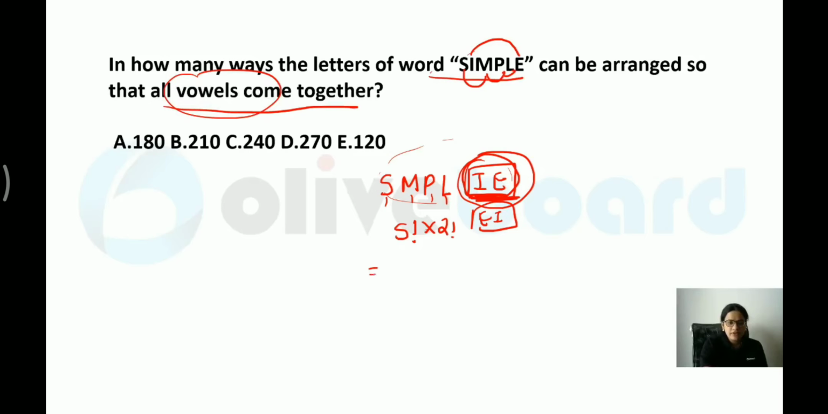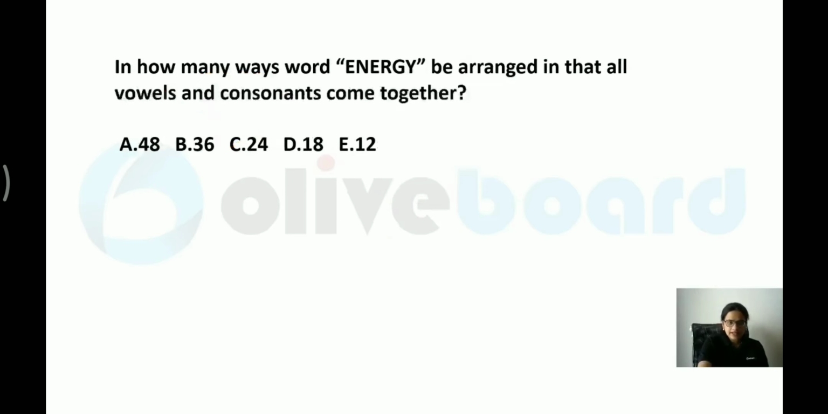How much is 5 factorial? 120, and 2 factorial is 2 over here. So 240 would be the answer. I hope you must have understood. Whatever things you want to keep together, you have to make one block, and inside that block you have to arrange it. Okay, let us move on to the next one.